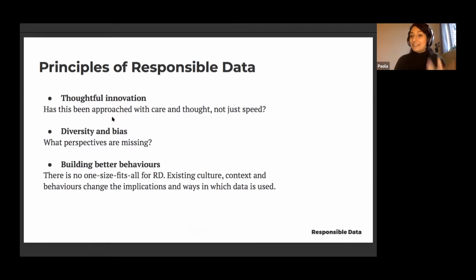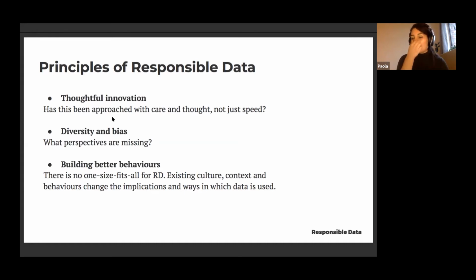Then we have, also related to that, thoughtful innovation. We have to consider care and thought when implementing new technologies, not just thinking about the speed or flashiness of a new technology, such as, for example, iris scans.